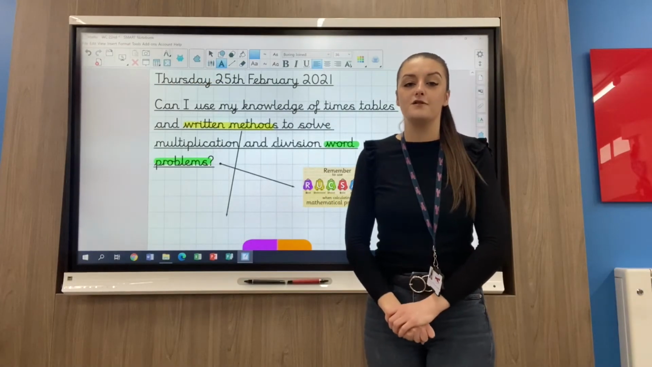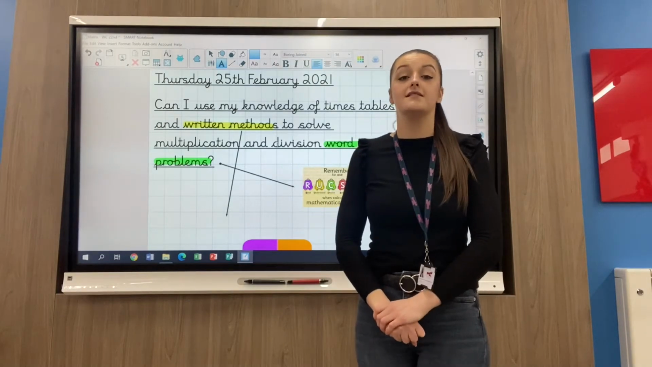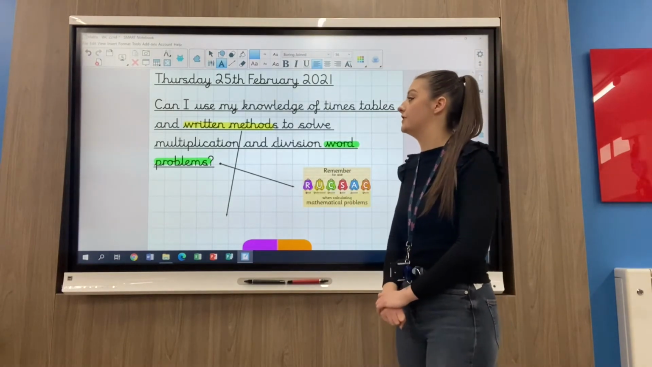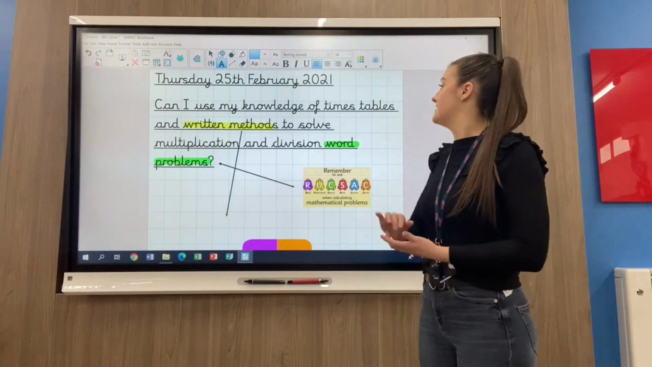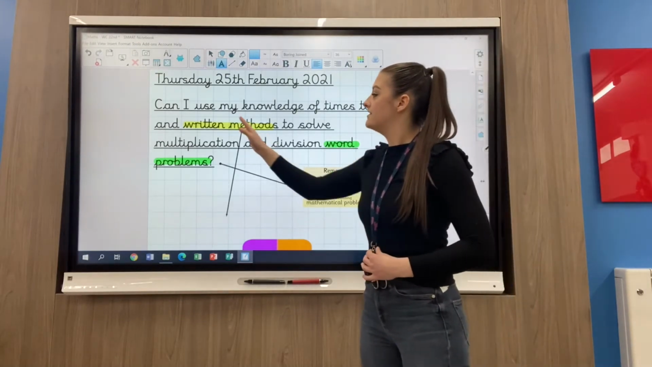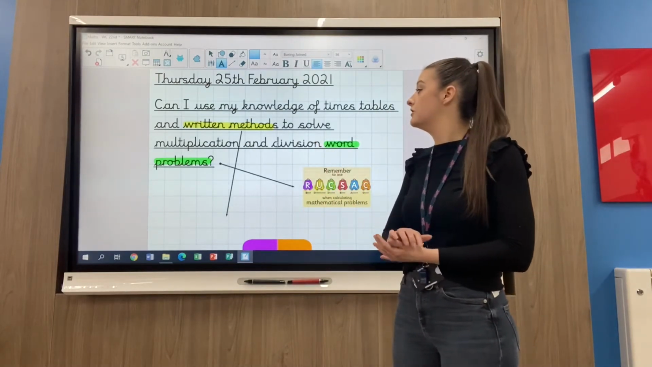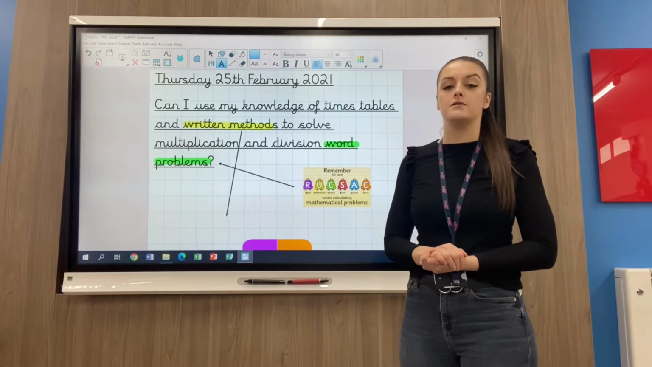Right, so hopefully you've just completed my warm-up challenge and found my star number for today. So let's have a look at our learning question. We're going to be using our knowledge of our times tables, which we've already been doing this week, and then we're going to use our written methods of multiplication and division to solve word problems, okay?